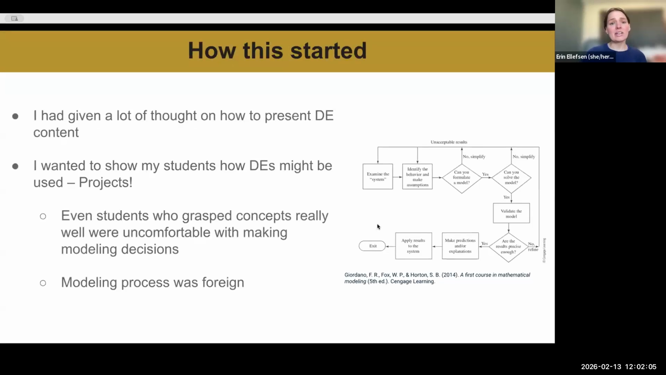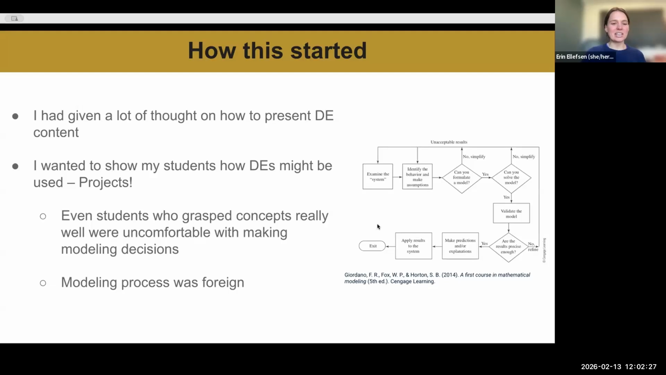I had given a lot of thought on how to present DE content in the classroom: active learning strategies, worksheets, different problems, course design, etc. But I also wanted to show my students how DEs might be used, and so I implemented projects early on when I started teaching differential equations.